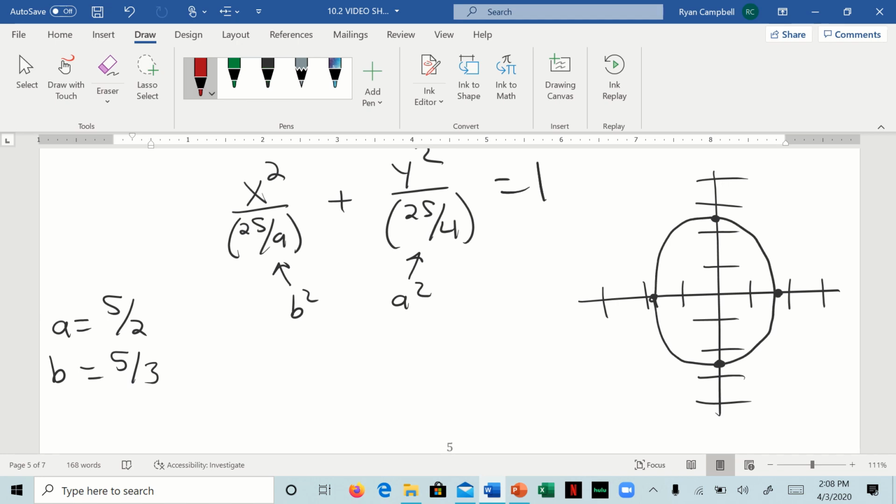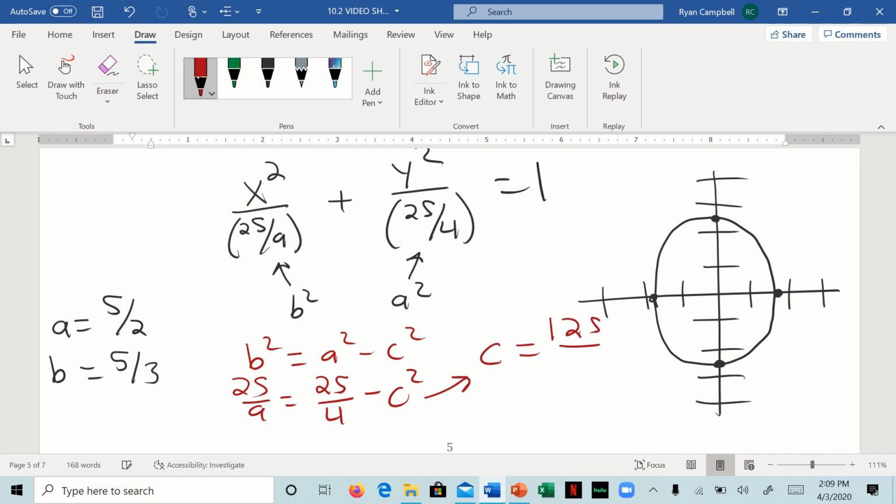To find the foci, remember, the vertices are further away than the foci, so we're going to do a squared minus c squared. So b squared, we said, was 25/9, equals a squared, which is 25/4, minus c squared. So hopefully we can see that it simplifies down to c squared being 125/36, which means that c is 5 square root of 5 over 6.